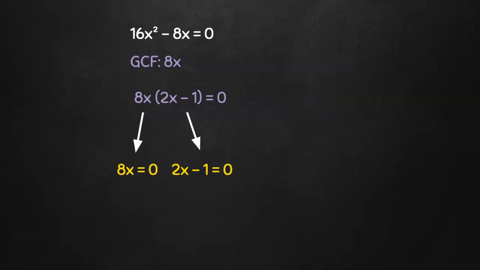I set both of my factors equal to 0. Now notice this greatest common factor I set equal to 0, unlike the previous example, because this GCF, or the factor in the front, has an x variable. So I set 8x equal to 0, and then 2x minus 1 equal to 0. So with my first answer, I get x is 0.